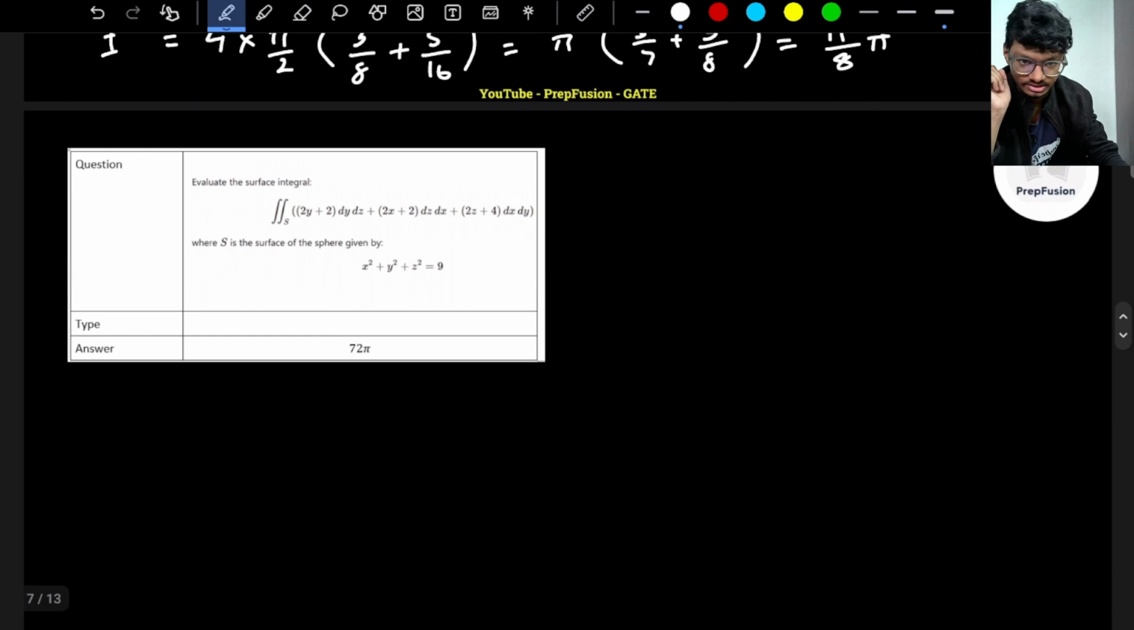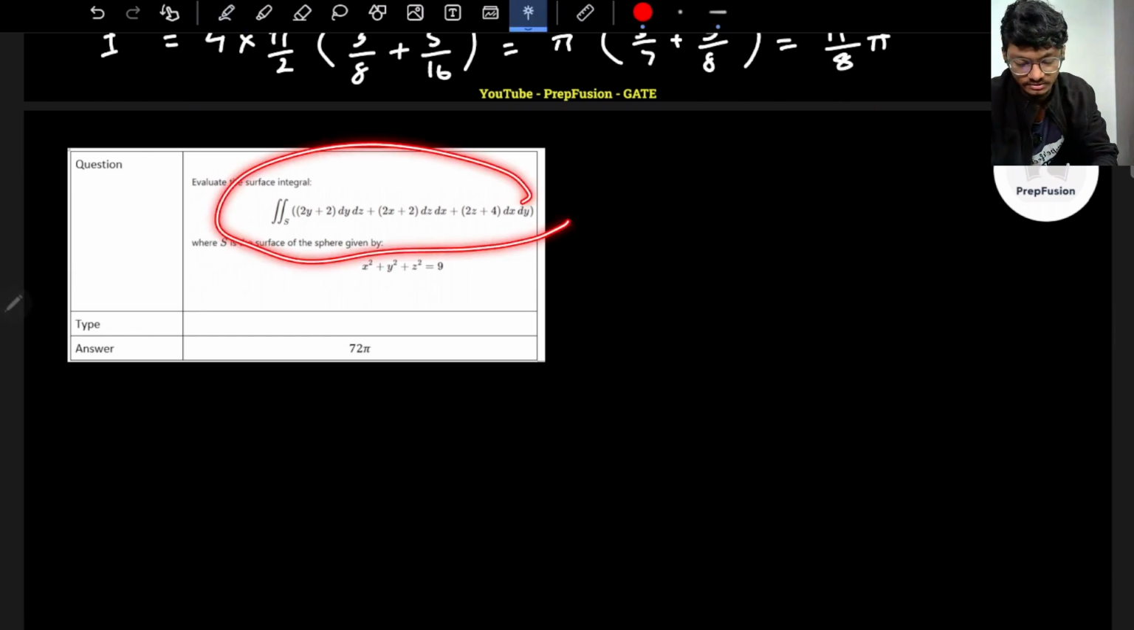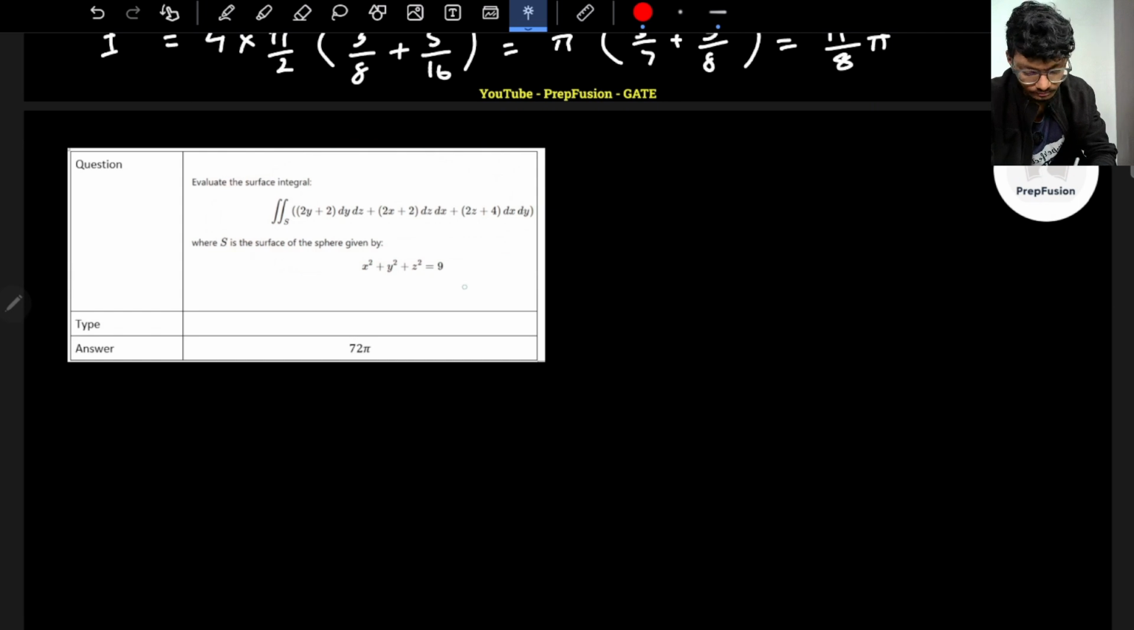Now let's move on to the next question. The next question is also pretty simple. You have to evaluate the surface integral of this particular expression. The surface is a sphere given by x square plus y square plus z square equals 9. So how do you evaluate the surface integral?